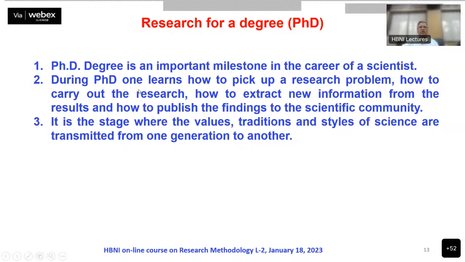During PhD, one learns how to pick up a research problem. So this PhD of 5-6 years is a training to do research. How you do research, this is the time for you to learn how to carry out research. You are learning how to extract new information from the results and how to publish the findings to the scientific community. So this research methodology course actually is to prepare you to do research in a very systematic way, so that you do things in the best possible manner.